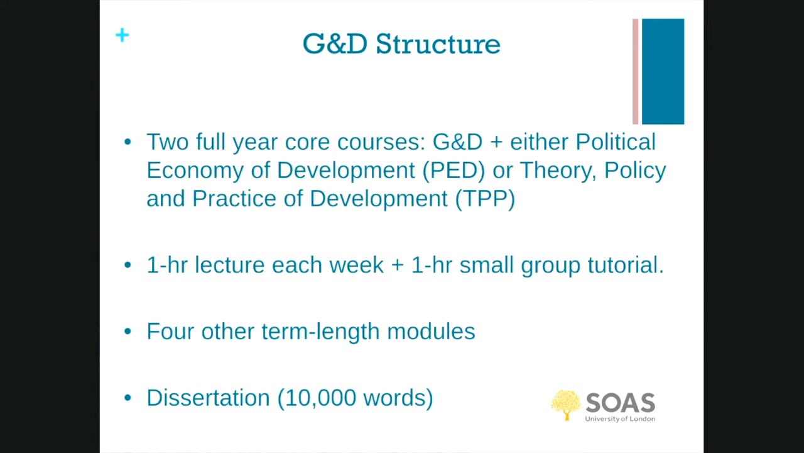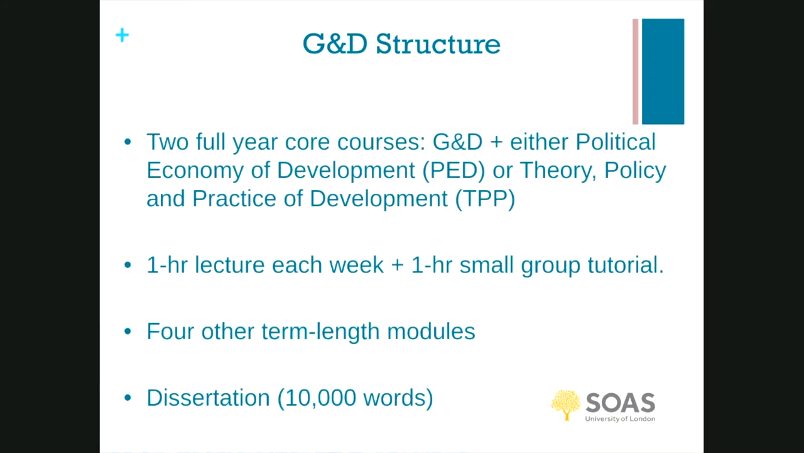These are large courses that students from across a range of degrees will be taking. And they cover, firstly, PED covers issues of political economy. And secondly, TPP covers some of the theories and experiences of development globally over the last period. So you choose one of those core courses and you take your choice in addition to the globalization and development course.